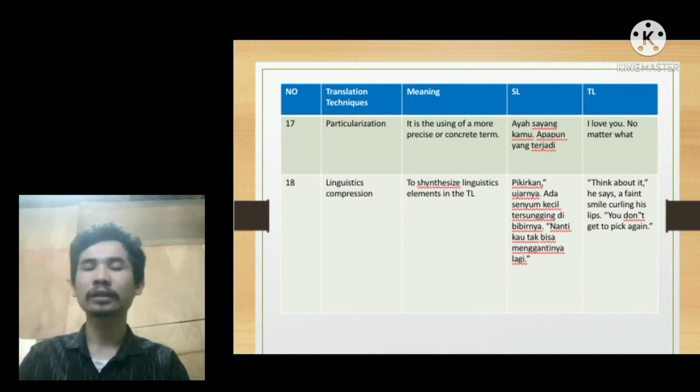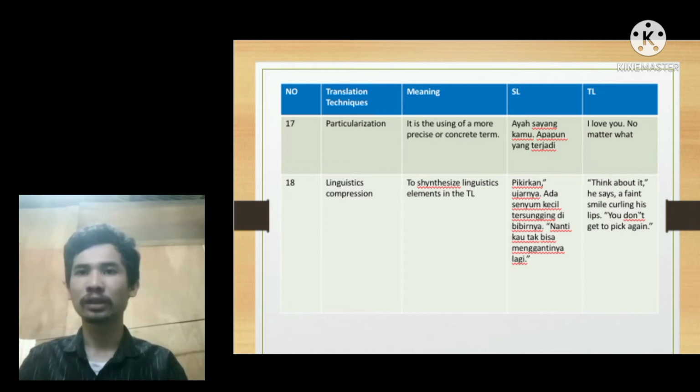And the last technique in translation is linguistic compression, which is to synthesize linguistic elements in the target language. An example in the source language is "pikirkan, ujarnya, ada senyum kecil tersungging di bibirnya. Nanti kau tak bisa menggantinya lagi". And the target language is "think about it. He says, a fine smile curling his lips. You don't get to pick again".